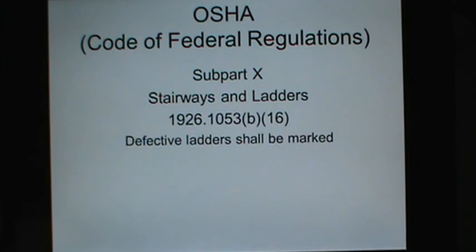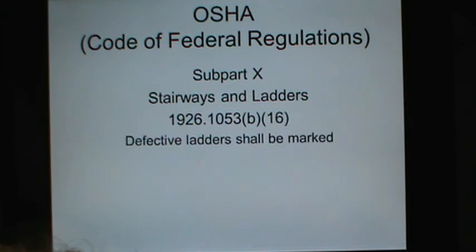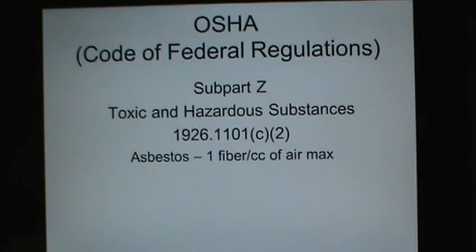Let's go to 1053(b)(16), portable ladders with structural defects or broken, missing rungs, and so forth have to be labeled do not use or removed from service. Let's go to, oh, there it is. There's the 3 feet above the upper landing surface. It just got put in the wrong place. There you go. So there's your 3 feet above the upper landing surface. There's your defective ladders shall be marked. And then we're going to go to subpart Z.